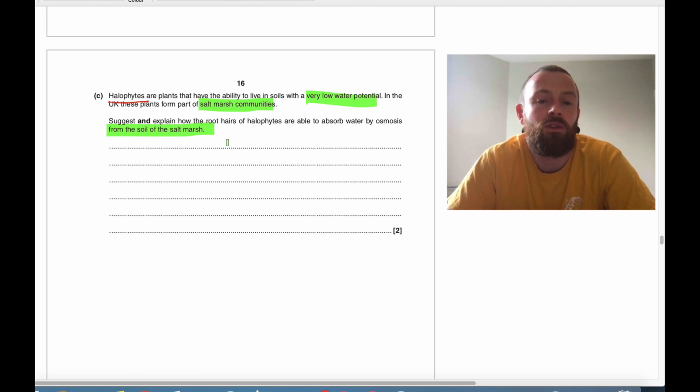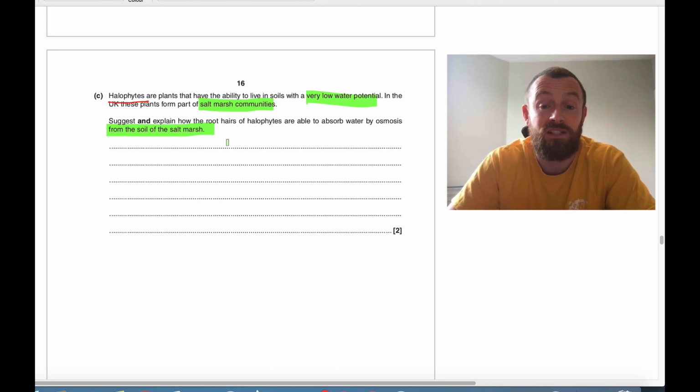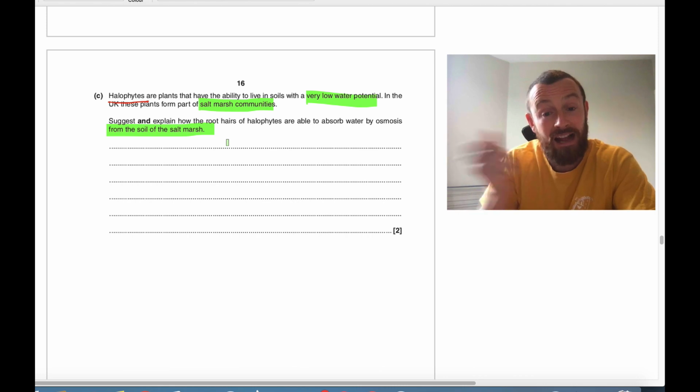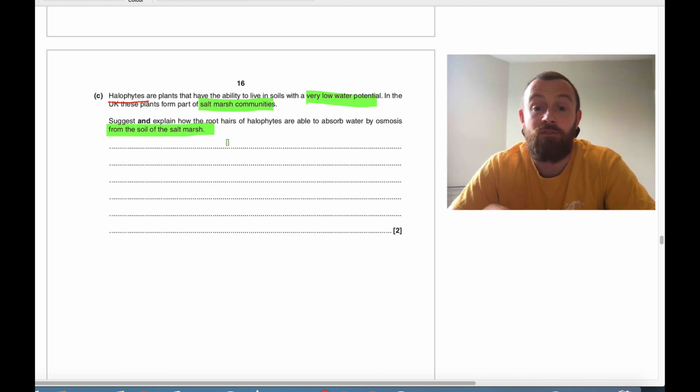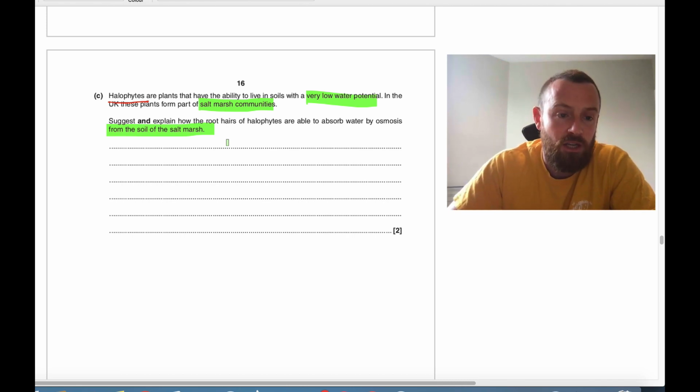So we need to think along the lines of what features could enable those cells of the halophyte plants to have an even lower water potential. They're going to have to actively transport in mineral ions at a high rate to generate a very low water potential to allow osmosis to continue.